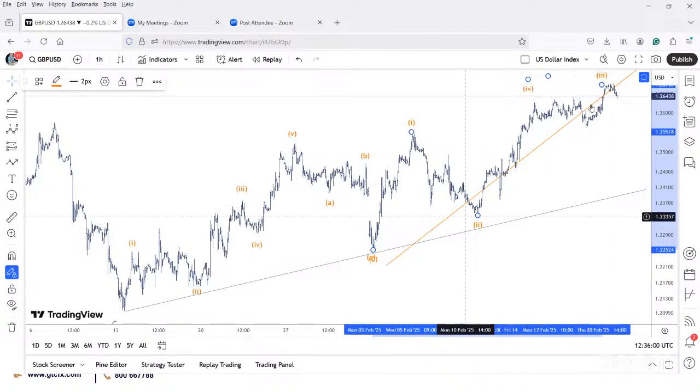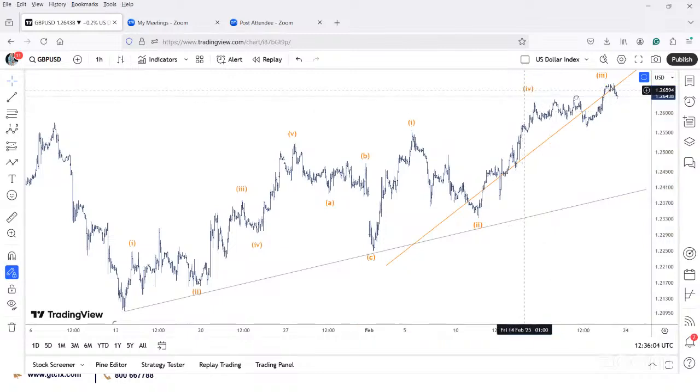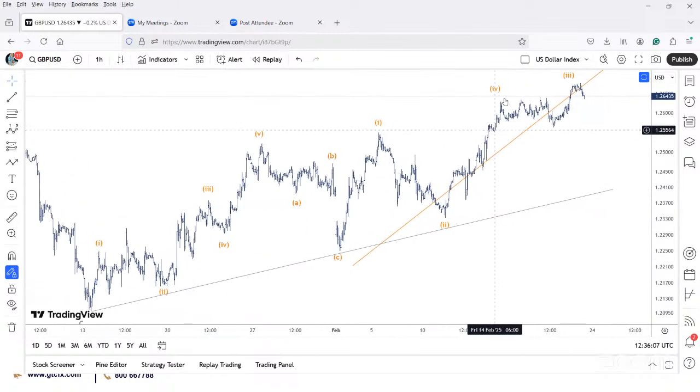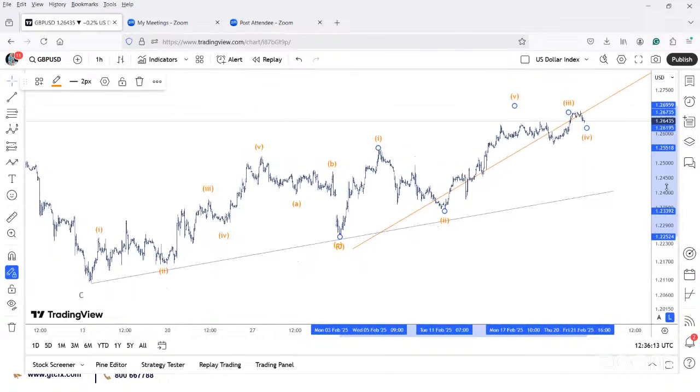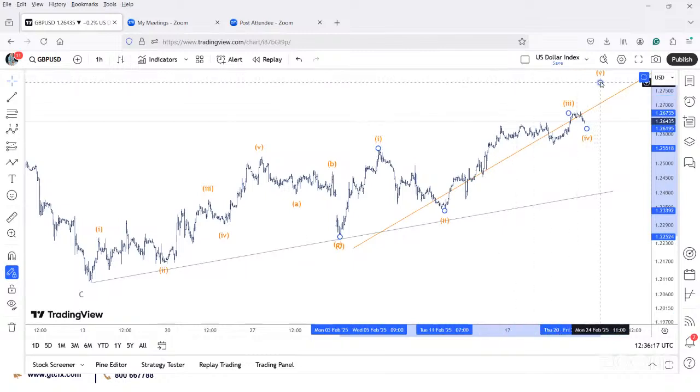There is a subdivision. The third wave is extended. So we are going to see a wave four corrective decline sometime soon. I'm not sure whether it's going to come right now or sometime later. But the fifth wave is well poised to go towards the 2800 mark.